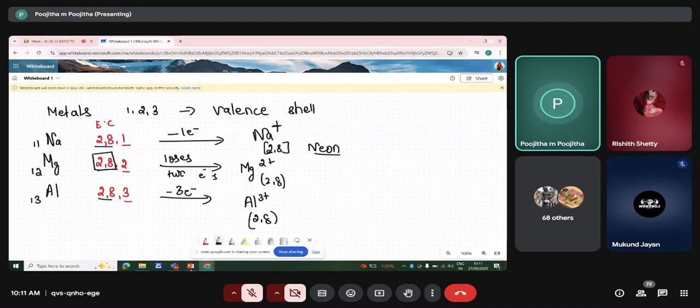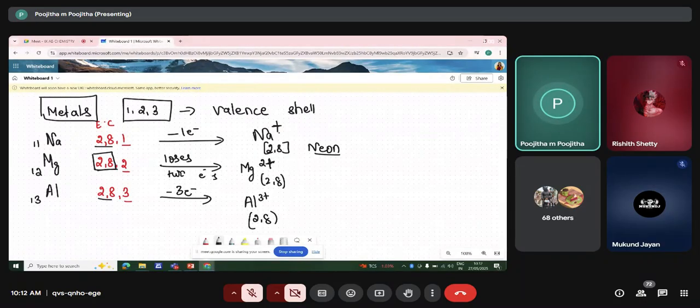So what do you observe here? Metals generally have a tendency to lose electron. They generally have 1, 2, or 3 electrons in their outermost shell, so they lose 1, 2, or 3 electrons from the outermost shell and become stable. So they form what ions? Generally metals form positive ions, because they have a tendency to lose electron. So metals generally exhibit positive valency.